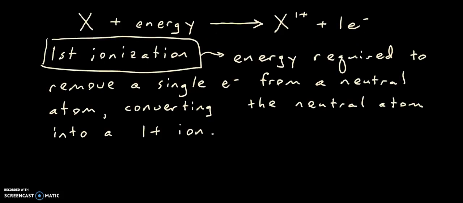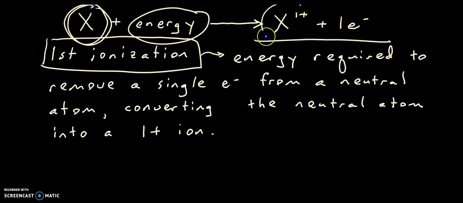So once again, the first ionization energy refers to the quantity of energy that's required to remove or strip off a single electron from a neutral atom and turn that atom into a positive one ion.